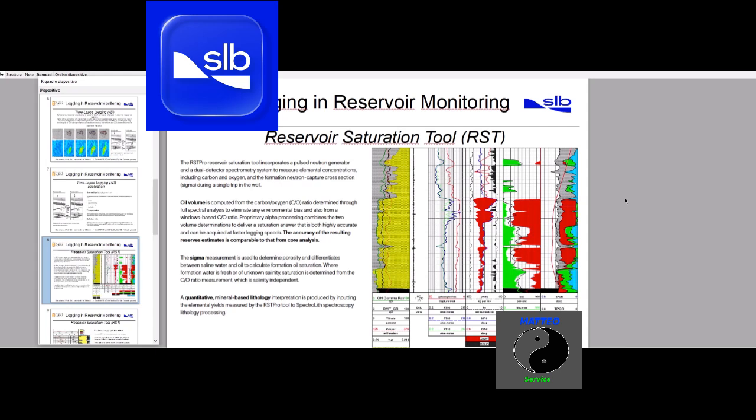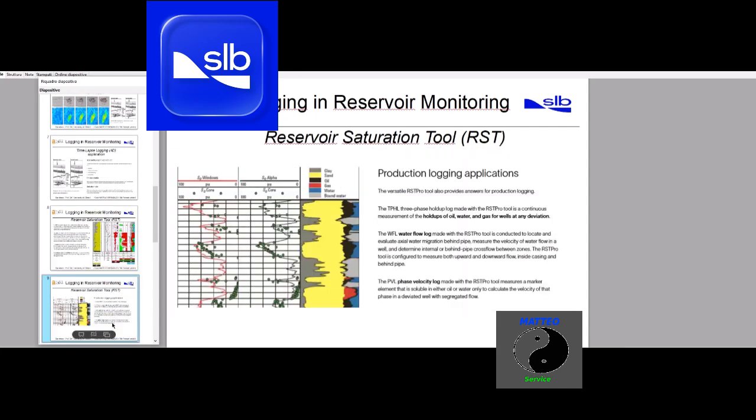A quantitative mineral-based lithology is obtained from the elemental yields measured by the RST Pro spectral lithology. It's clear that in production logging there is a versatile application for tools that provide answers during logging, during reservoir monitoring. It is especially useful for the advancement and optimization of production and for monitoring the volume of the reservoir.